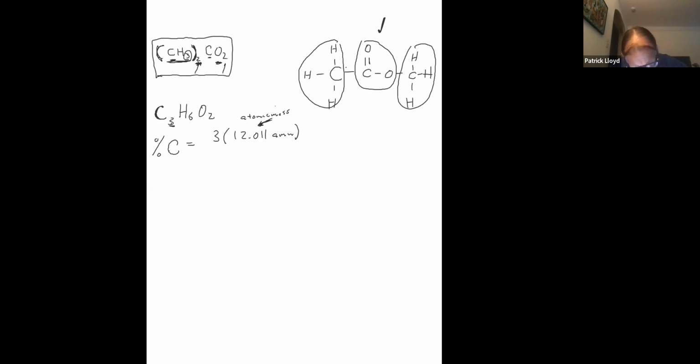Then we divide that by essentially the total mass. Now, how do we calculate the total mass? Same way. You just say how much all the carbons, all the hydrogens, and all the oxygens weigh. So 3 times 12.011 AMU plus 6 times 1.00794. I'm going to need to expand this quite a bit. And then 2 oxygens, 2 times 15.9994.